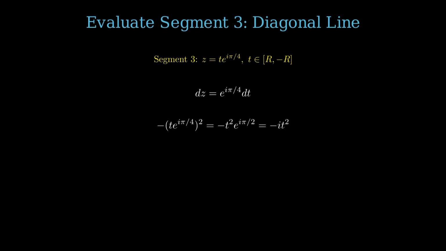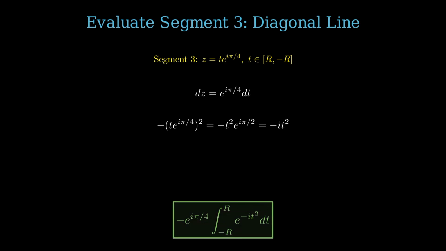Next, we tackle the diagonal line, which is at a pi over 4 angle. We set z equal to t times e to the i pi over 4 with t going from r to negative r. So dz is e to the i pi over 4 dt. The exponent becomes negative t squared times e to the i pi over 2, which is negative i t squared. The integral is e to the negative i t squared times e to the i pi over 4 dt from r to negative r. To make it cleaner, we reverse the limits, which adds a negative sign, giving us negative e to the i pi over 4 times the integral from negative r to r of e to the negative i t squared dt. This integral is interesting. Let's hold on to it.